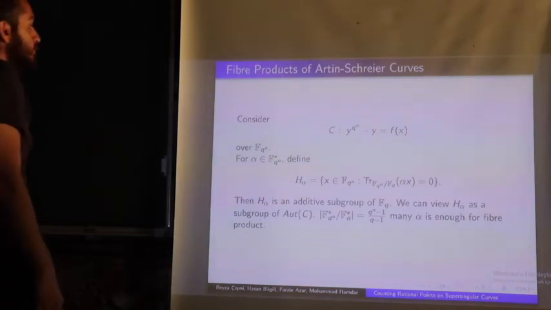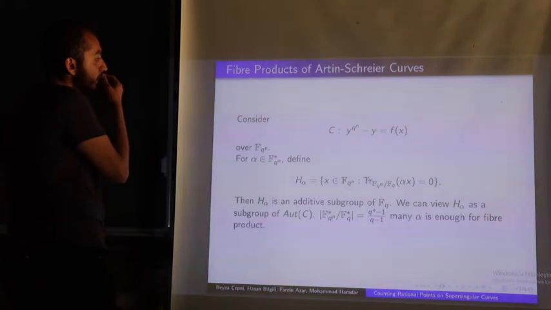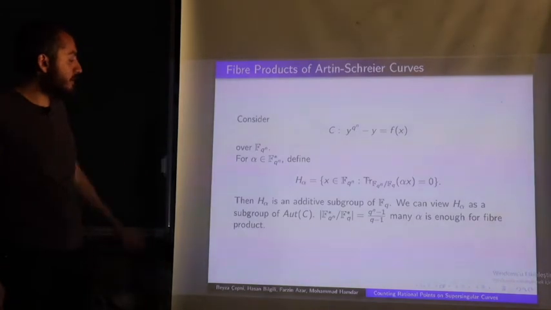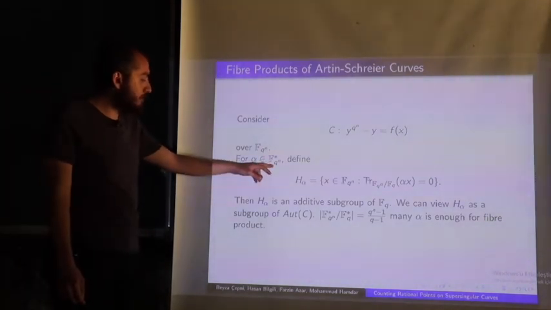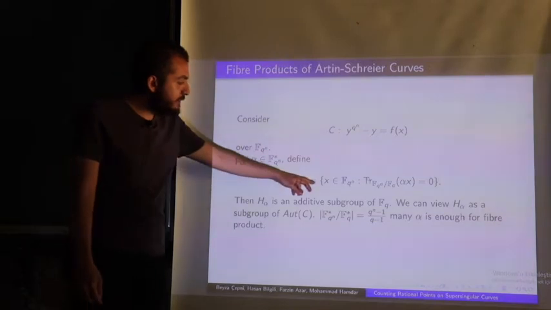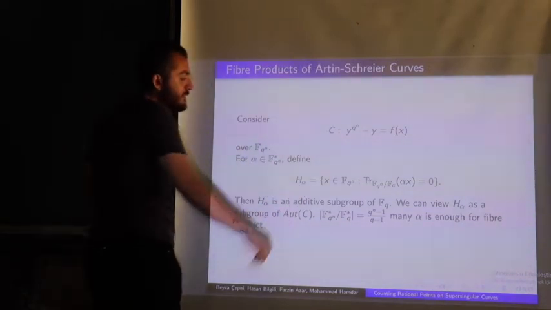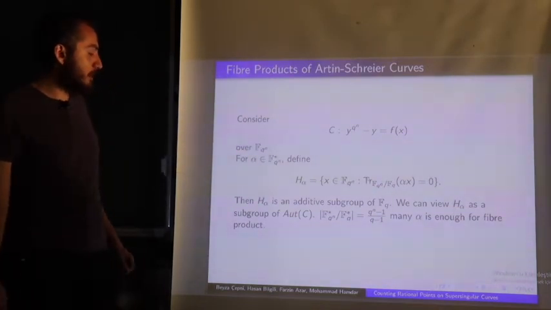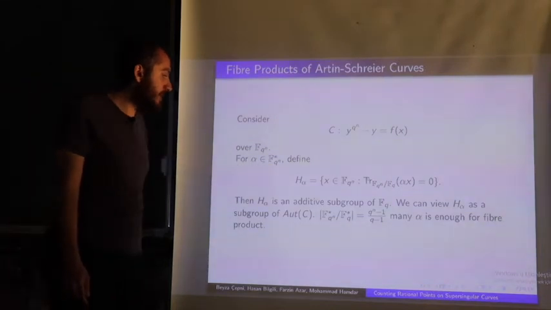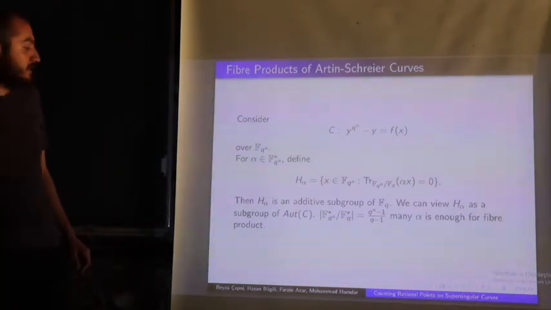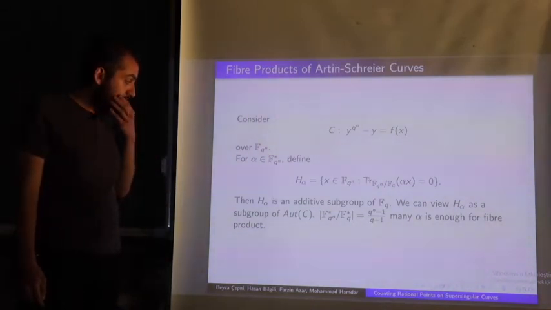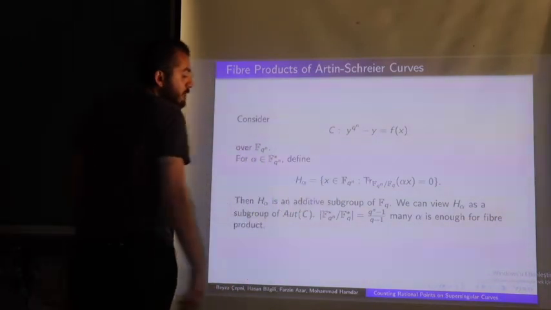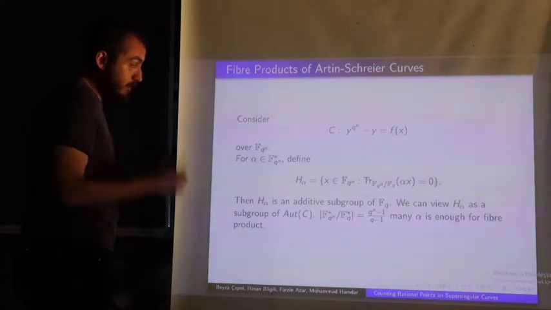And one of the main tools is fiber products of Artin-Schreier curves. Consider the curve over F_{q^n}. For an alpha from the multiplicative group of F_{q^n}, we define H_alpha as the elements x from F_{q^n} such that the trace of alpha times x is equal to 0. Then H_alpha is an additive subgroup of F_{q^n}. This is because of the definition of trace. We can view H_alpha as a subgroup of automorphisms of C. And for the fiber product, we only need (q^n minus 1) divided by (q minus 1) many alpha.